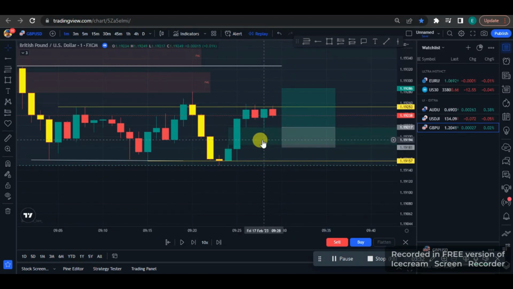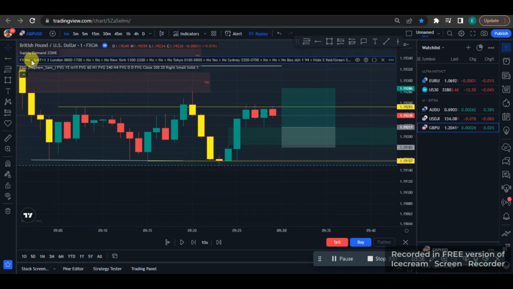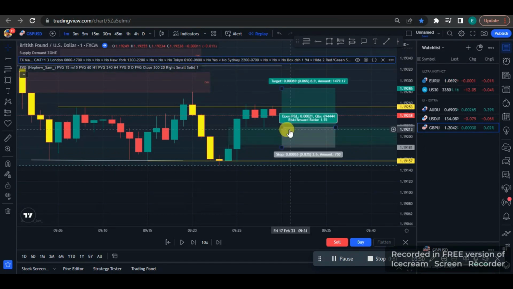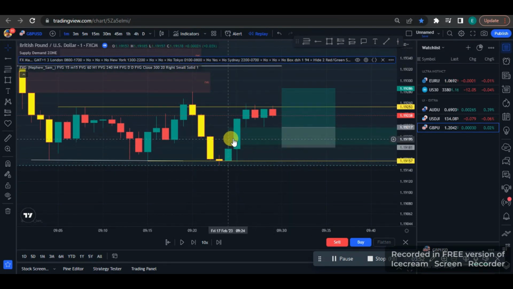So guys, in case you don't know what the fair value gap is, this is it on my chart here. FVG by nephew Sam is the indicator that shows this FVG box for me. If I hide it, you can see the FVG is gone. So I can spot this myself. All I have to do is look for the gap in price. This is a displacement in price. There's no wick here. So this is what forms an FVG.